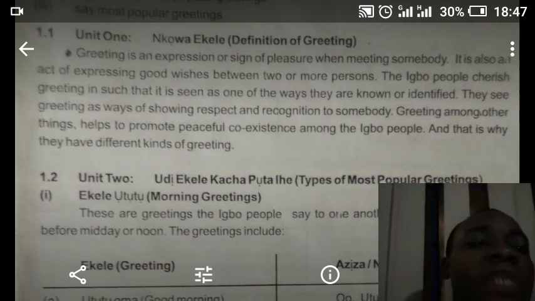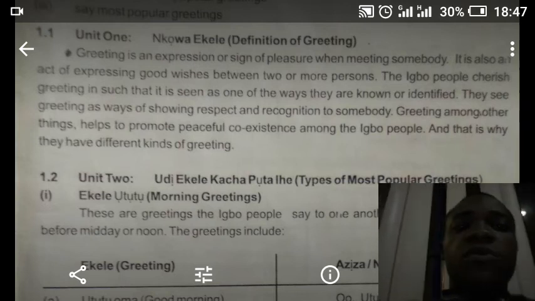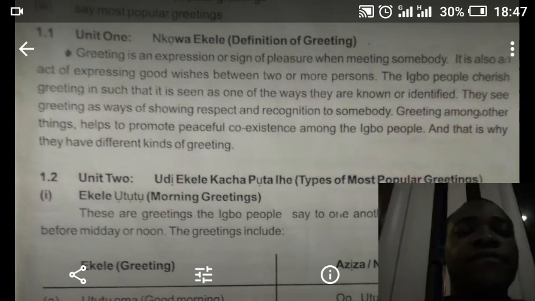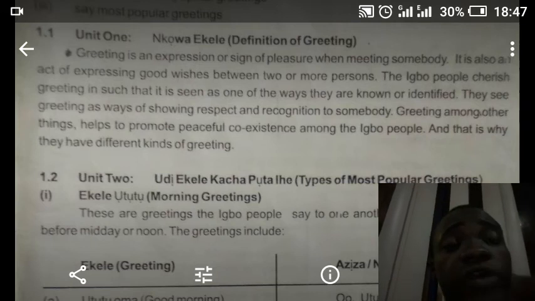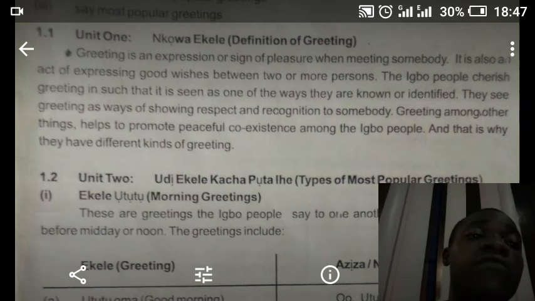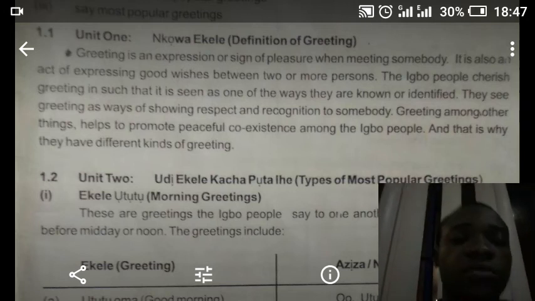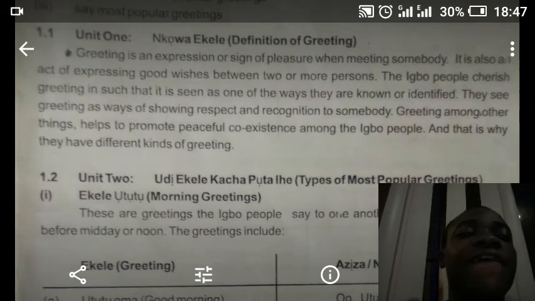And today we are going to be learning Igbo language. If you want to learn how to read or write Igbo, do well to follow us up. Then it's very easy. So today we are going to be looking at nkowa ekele.